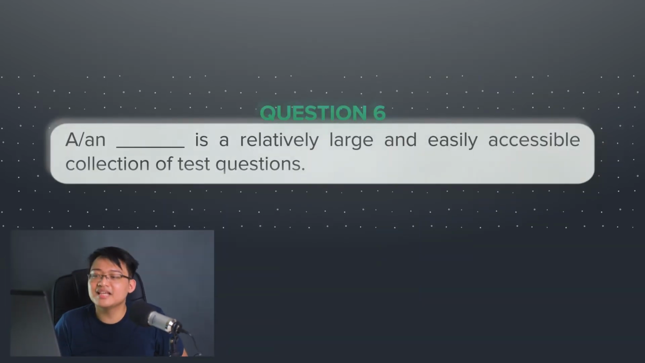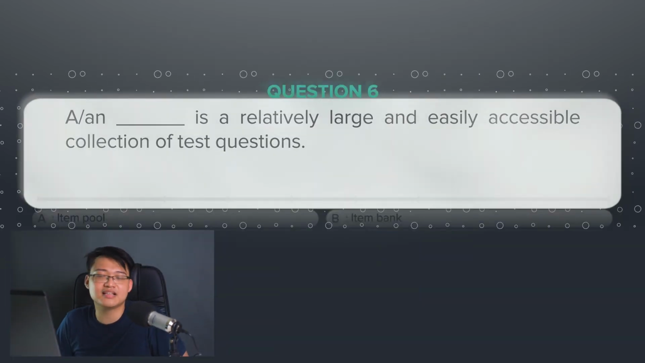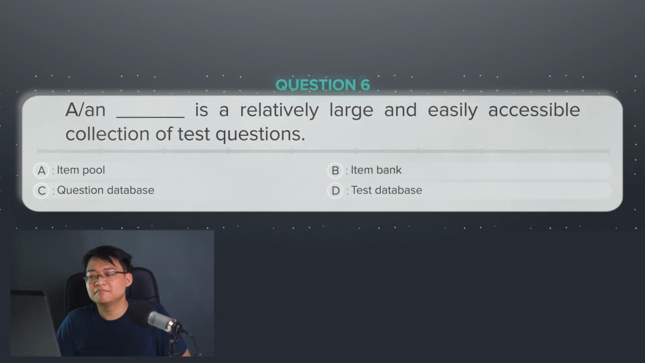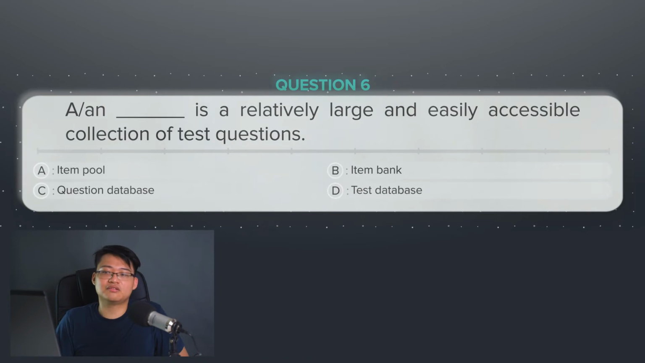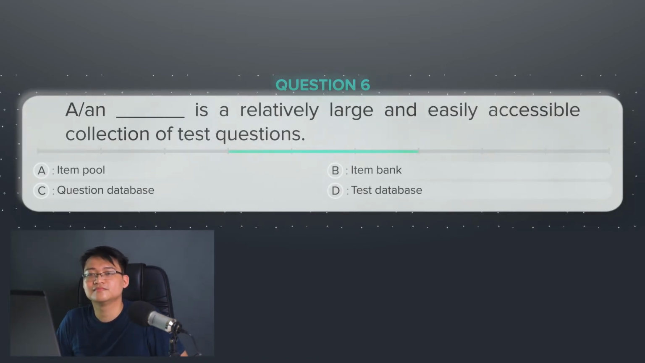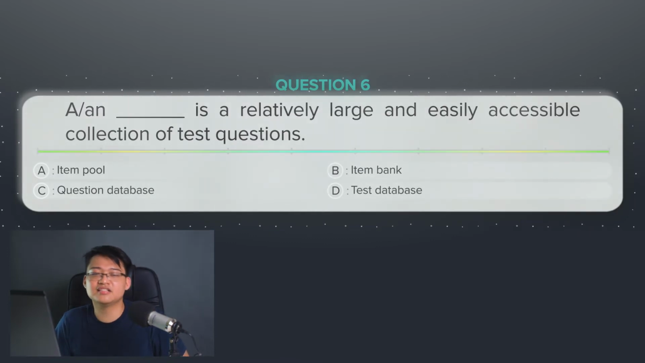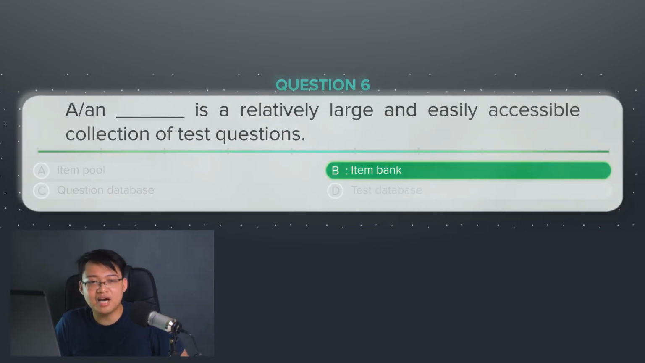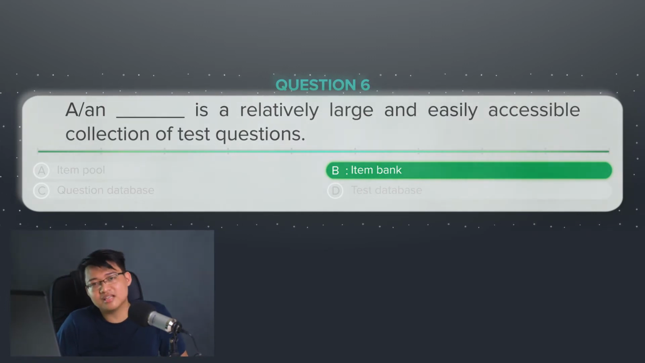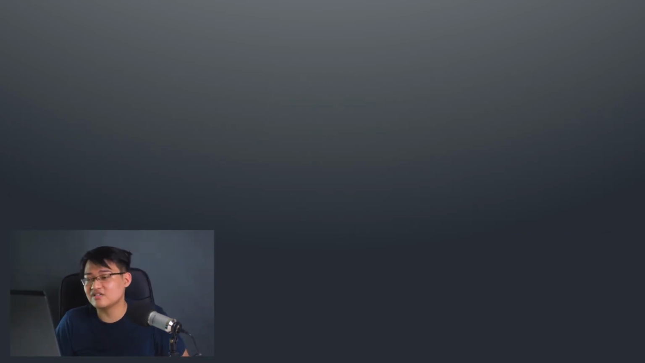An blank is a relatively large and easily accessible collection of test questions. A. Item pool, B. Item bank, C. Question database, or D. Test database. The correct answer is letter B, item bank. So ito yung mga choices ko dyan, yung item pool, question database, test database. Keme-keme ko lang yan, walang ganyan, no? Item bank. This is the definition of item bank.